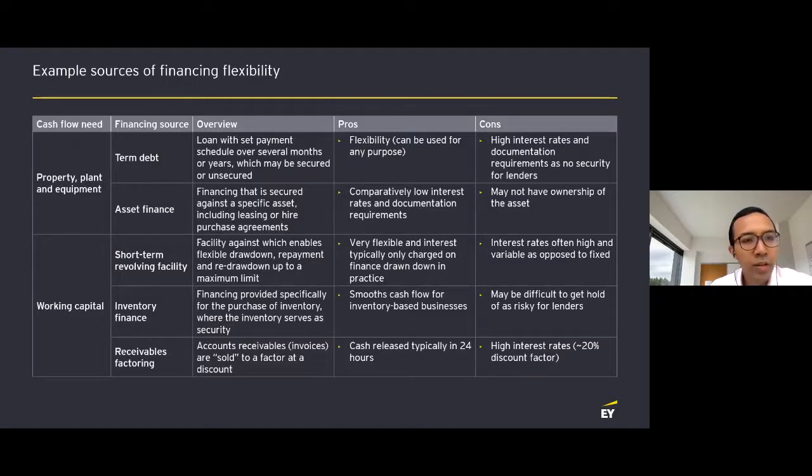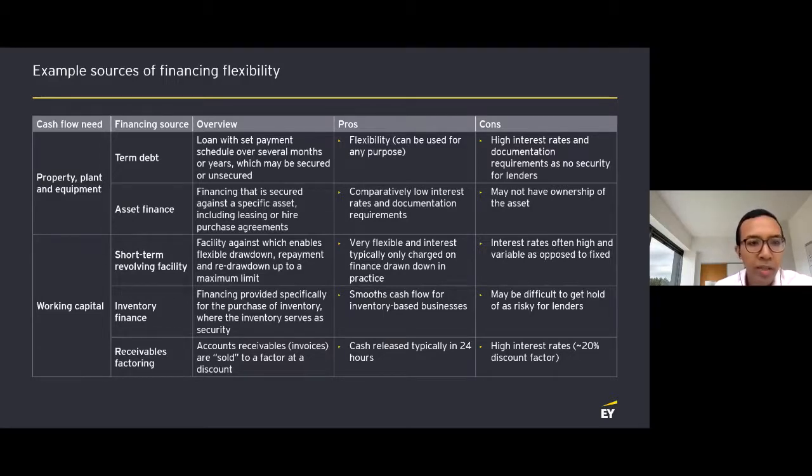Okay, so the first slide, on the sources of financing, just to build on what my colleague said earlier, when you look at property, plant and equipment, and working capital, typically in the market you've got different types of sources of financing. On the PPE, we typically use term debt, and when you look at the pros and cons, term debt generally has better flexibility compared to asset financing. But the con is that the interest rate could be higher. Whereas on asset financing, you don't have the ownership of the assets, but typically it has low interest rates compared to term debt.